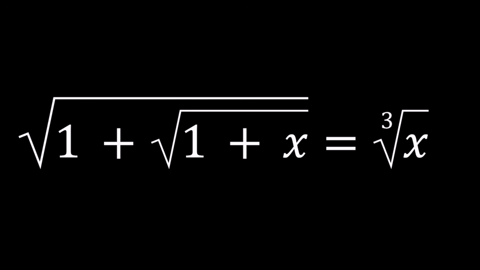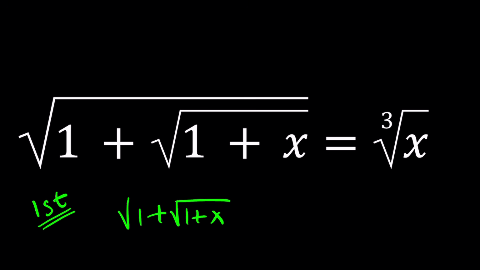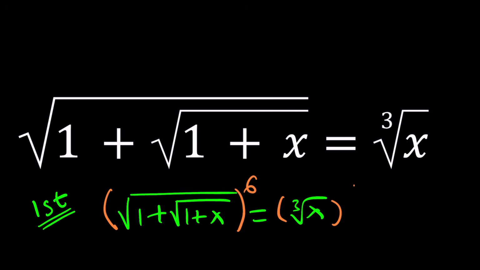We have the square root of 1 plus the square root of 1 plus x equals the cube root of x, and we're going to be solving for x values. Now I'll be presenting two methods, and for my first method I'm going to start by raising both sides to the 6th power. The reason is we have the cube root and the square root, and the least common multiple of 2 and 3 is 6, right? Our goal is to eliminate the radicals. So let's raise both sides to the 6th power.